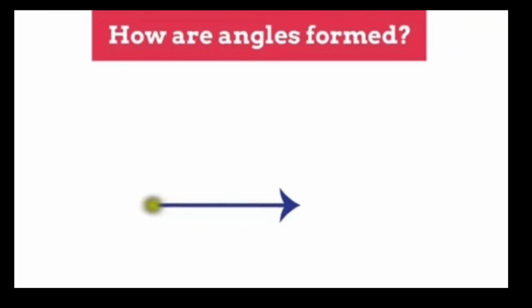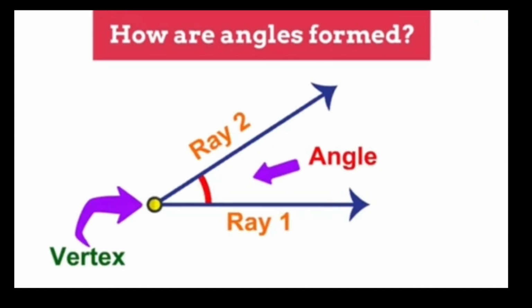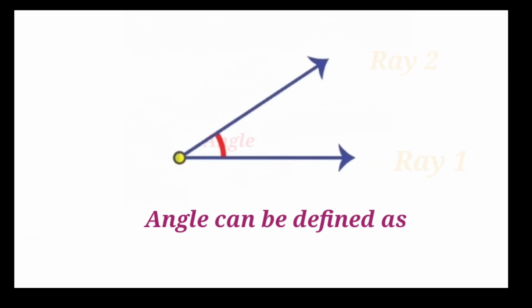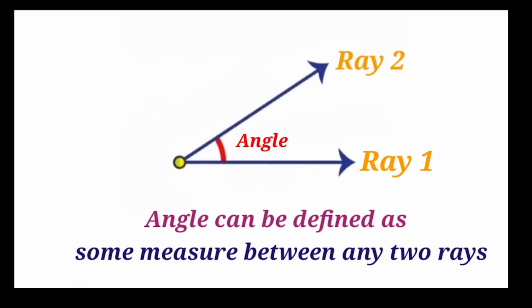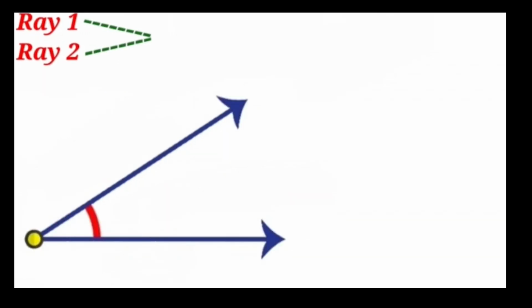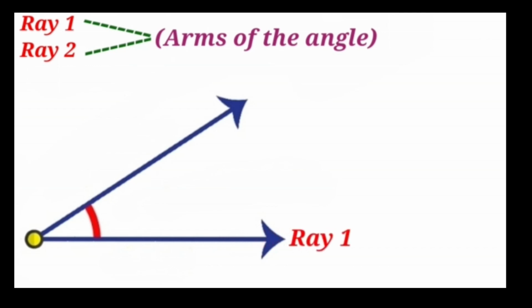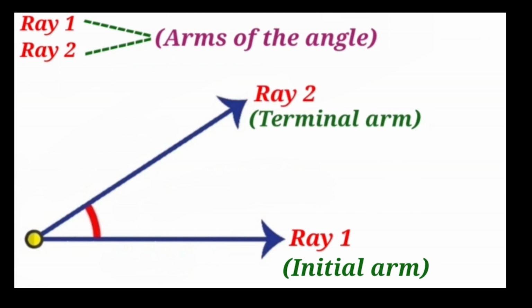Now let's see how angles are formed. When two rays meet at a common point, an angle is formed. So, an angle can be defined as some measure between any two rays. Note that the two rays must originate from a single point. What are these two rays called? The two rays are called the arms of the angle. Ray 1, where the angle starts, is called the initial arm, and ray 2, where the angle ends, is called the terminal arm.